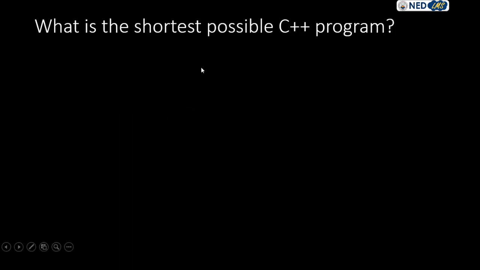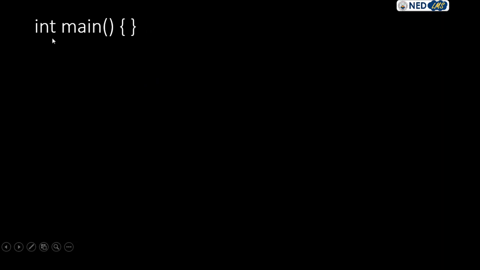What is the shortest possible C++ program? I mean, it should not do anything really. So you just have empty curly brackets and int main. Obviously, if you want to include iostream and so on, but we haven't used any cout or any output operator, so we don't need to do that. If you just write int main with empty parentheses and curly brackets, it will be the shortest possible program, but it's not doing anything.